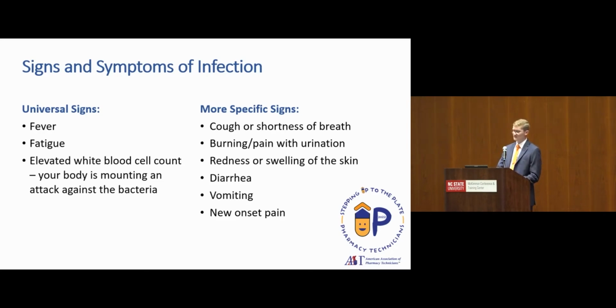Some more specific signs, more specific to certain types of infection, would maybe be, with pneumonia, cough and shortness of breath. Burning or pain with urination may be indicative of a urinary tract infection. Redness or swelling of the skin could be a skin infection or a cellulitis. Diarrhea and vomiting may be some sort of sign of an intra-abdominal infection in our GI tracts. And any new onset pain at any area could potentially be indicative of an infection.